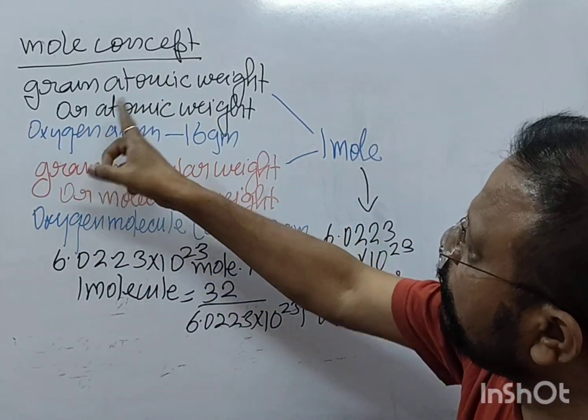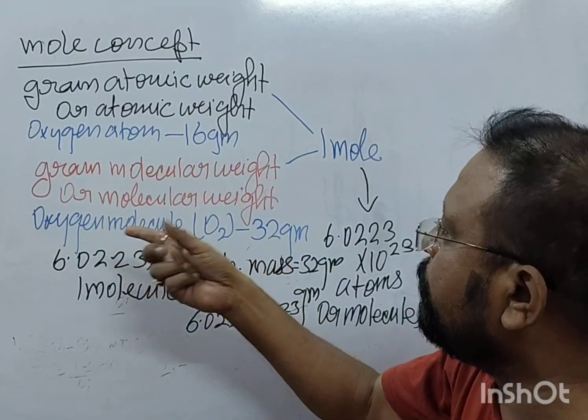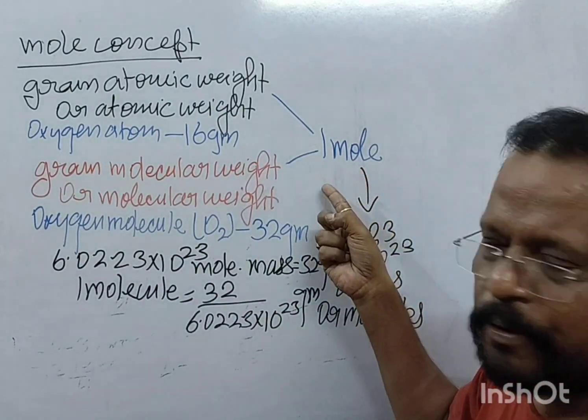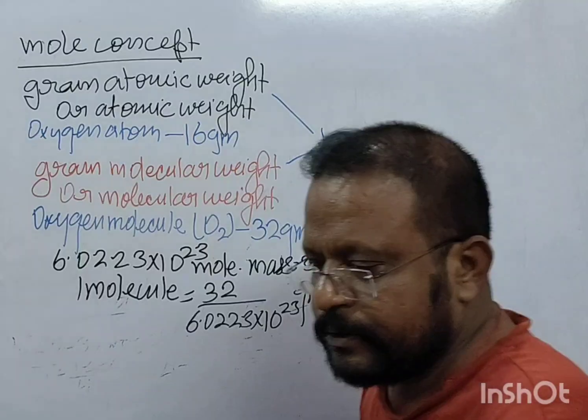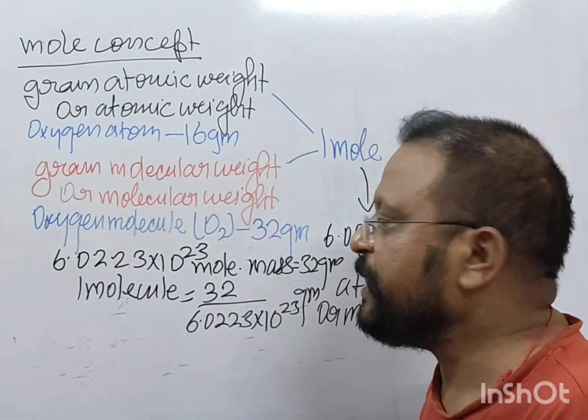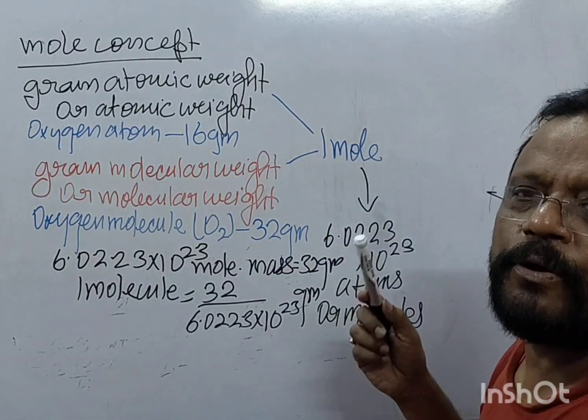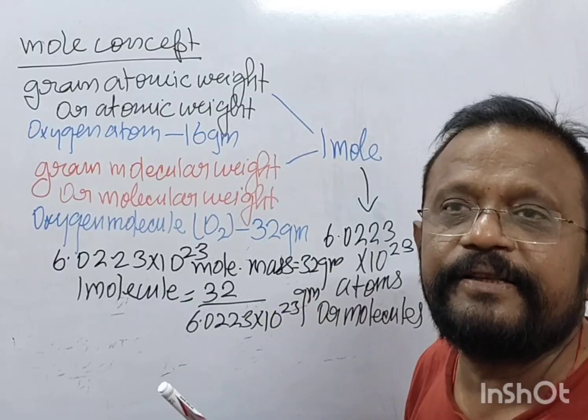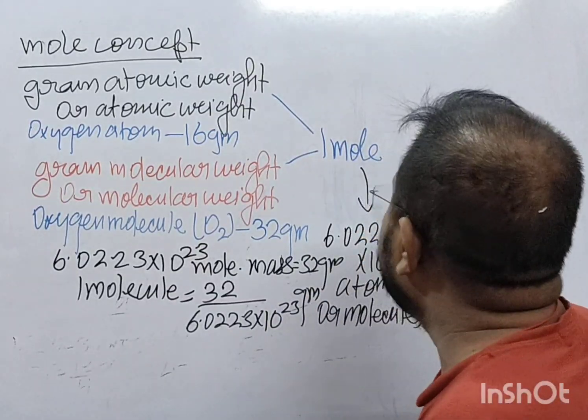That is, gram atomic weight or atomic weight or gram molecular weight or molecular weight is equal to 1 mole, and 1 mole is having 6.022 into 10 raised to the power 23 atoms or molecules or radicals, whatever it is, right?